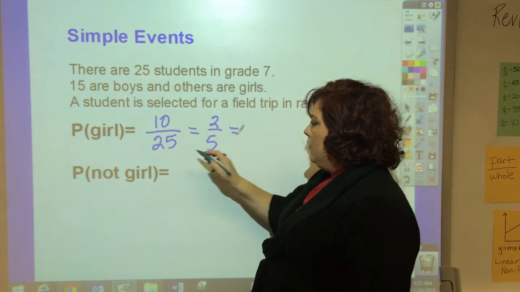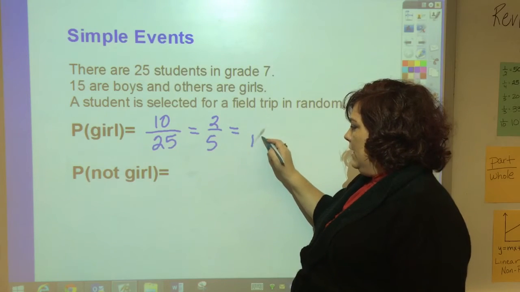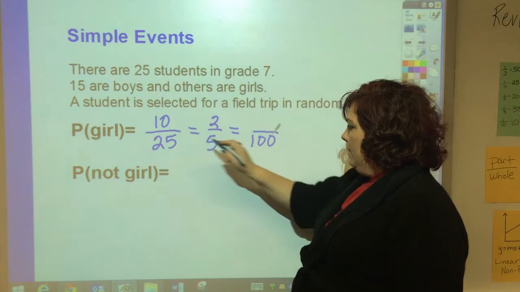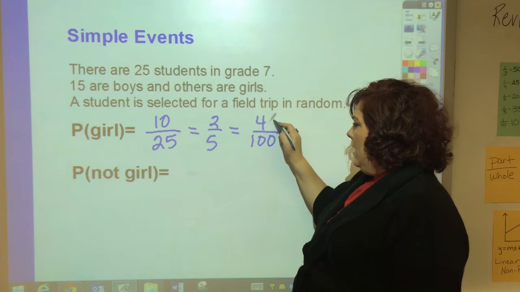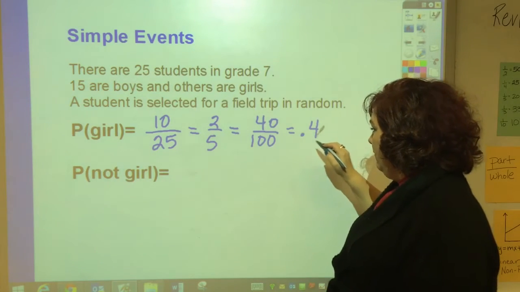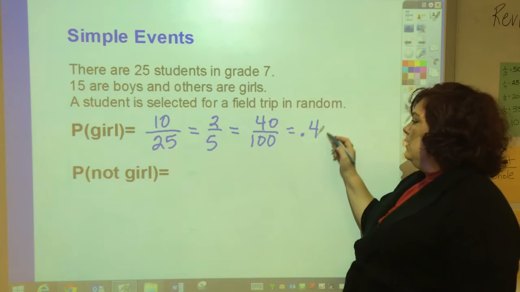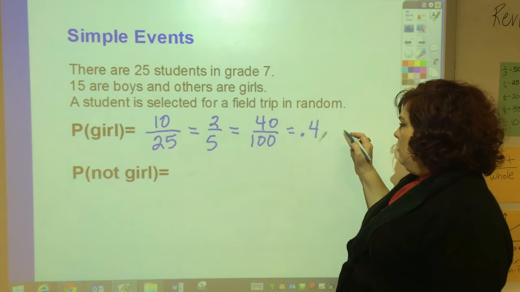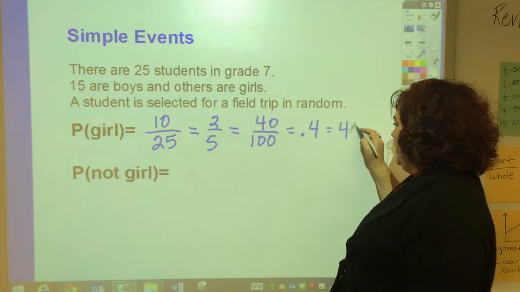You could also multiply this and get it to 100, times 4 times 4, and that would be 4 hundredths or 40 hundredths or 4 tenths. 4 tenths. You could also write that as a percent.